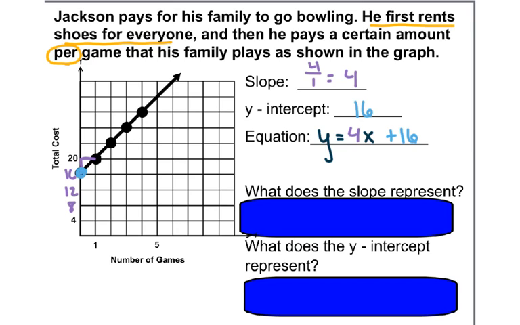Remember I told you it's important that when we are talking about word problems to understand what each represents. So the slope represents the cost of the game. So one game is $4. And the y-intercept represents the cost of renting the shoes, because that's where we started. And then the y would be the total that it all came to when they were done, and x is the number of games they play.